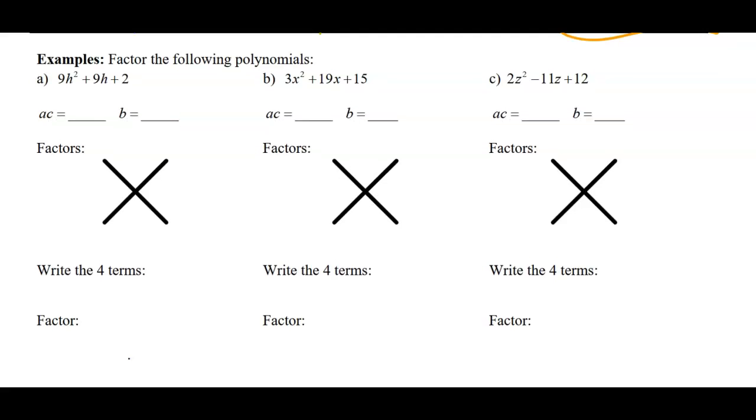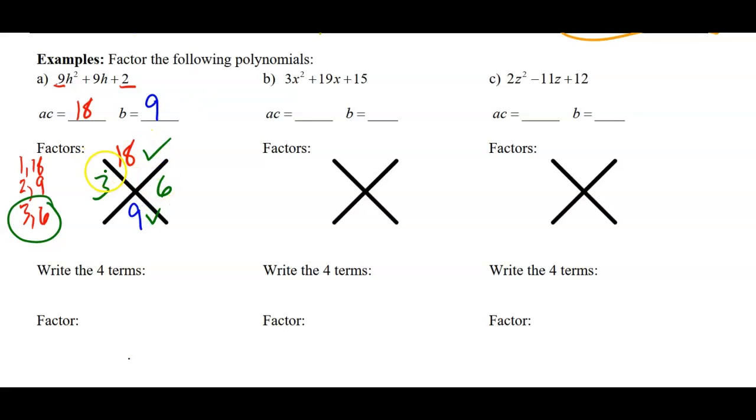Let's look at some examples. So if I'm doing examples, what is A times C? A is 9, C is 2, 18. Factors, 18 goes on the top, so 1 and 18, 2 and 9, 3 and 6. What is the middle term? That is 9. That's what goes on the bottom. And I'm looking for adding or subtracting to 9. Hopefully I can easily see that 3 plus 6 is 9. 3 times 6 is 18. Those are the values I need.